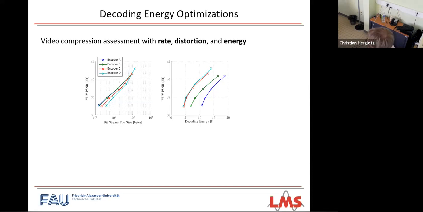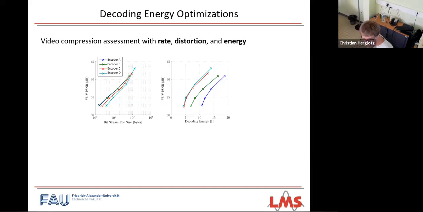Now, how to take into account the energy in this? It's a third kind of dimension, and we were not quite sure how to do that. And we came up with a solution that personally I like quite a lot, because it's illustrative and it's easy to understand. We just took the same concept, but replaced the bitstream file size in this horizontal axis by the decoding energy that we measured. So here, this is really in joules for single videos. We took some decoders, HM, VTM, OpenHEVC, OpenVVC, and we measured the energy consumption for a video. And we can put them on the x-axis and take the exact same PSNR values on the y-axis.